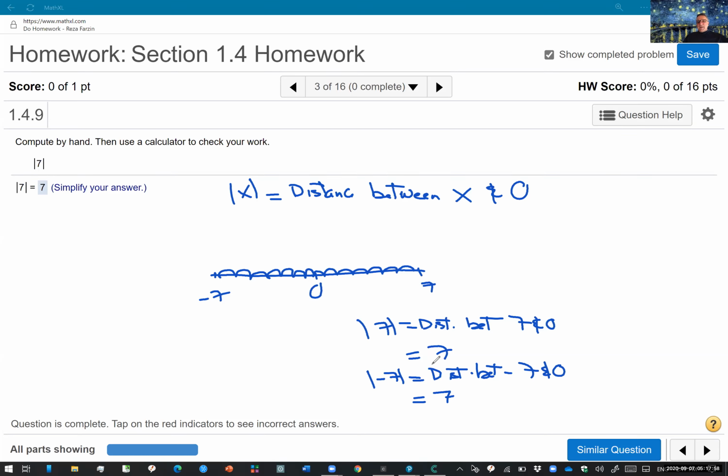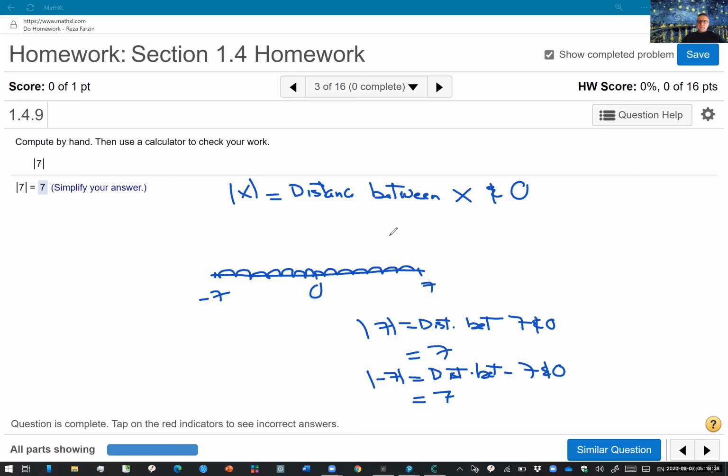So this is why absolute value never gives you a negative answer, right? Because absolute value is distance. And remember, distance can never be what? Finish the sentence, can never be. The distance between two objects can never be negative, right? Distance just means how many units are between two things, right? What's the worst case scenario for distance? What is the smallest possible distance in existence?